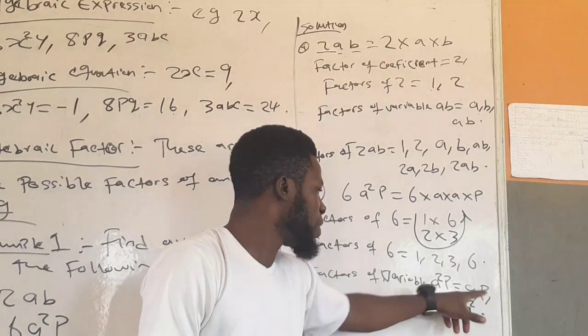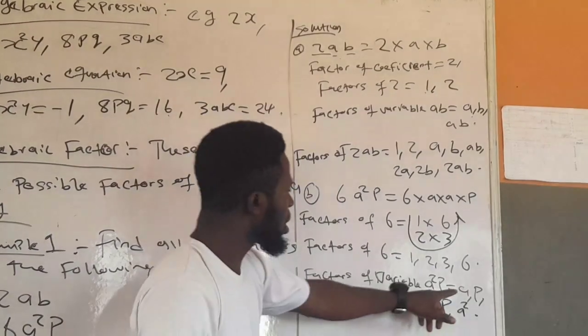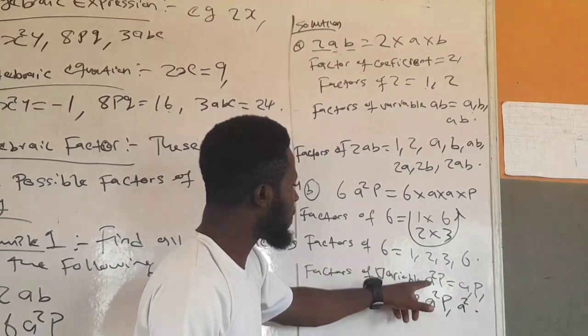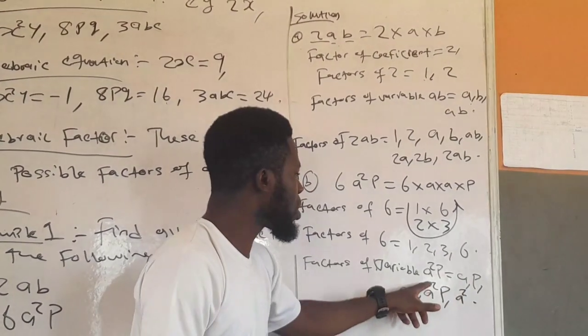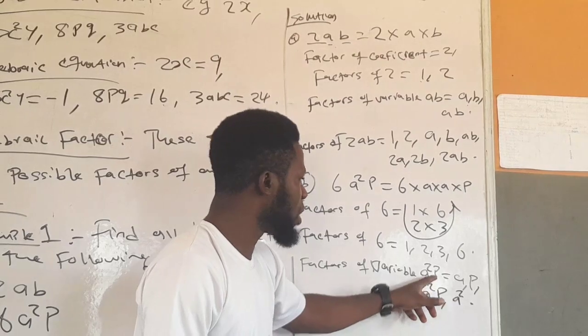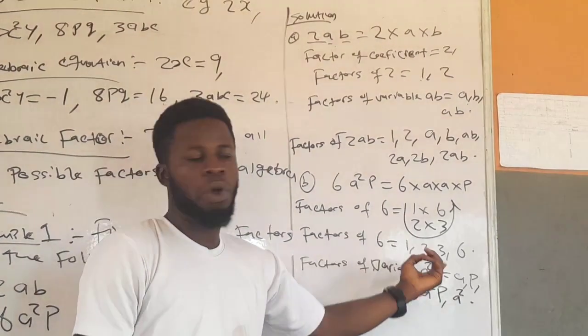AP. If you use P to divide A squared P, you have A squared. If you use AP to divide A squared P, you have P. And if you use A squared P to divide A squared P, you have 1, and that 1 is already part of the factors of your coefficient.